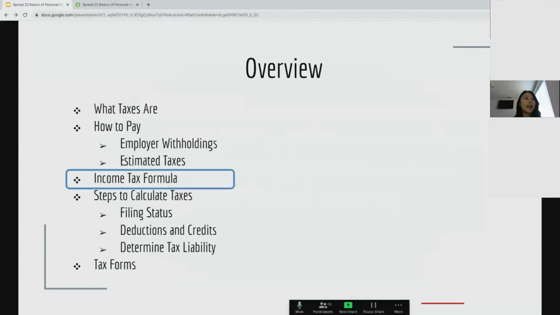Talked about how to pay. Let's jump into the income tax formula. Remember how I gave you that not very helpful estimated taxes formula? Well, here's the actual income tax formula.